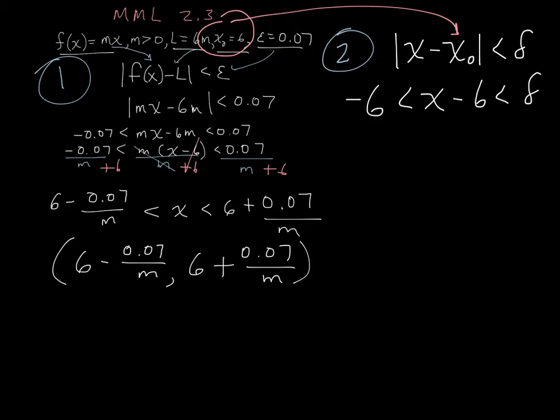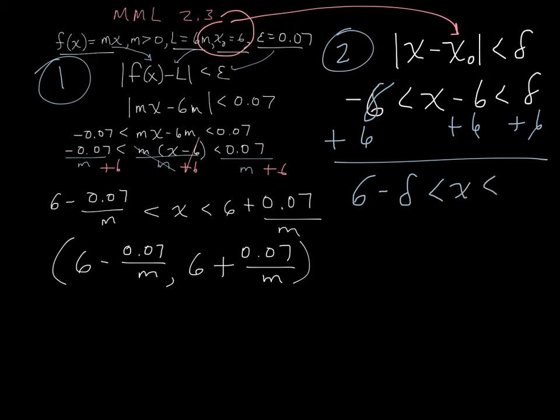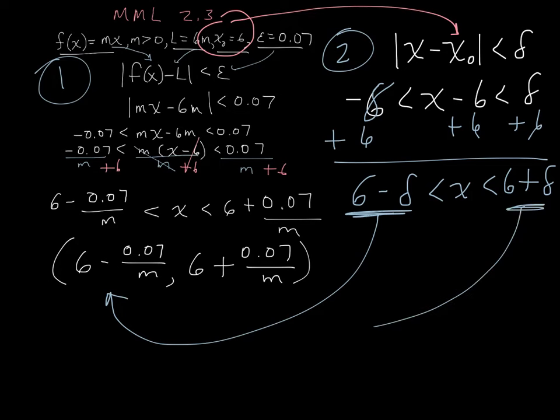So I'm going to do my plus and minus, which now if I add, I'm sorry, that's a terrible looking delta. And so now I'm going to add 6 to all three pieces. So I get 6 minus delta and 6 plus delta.